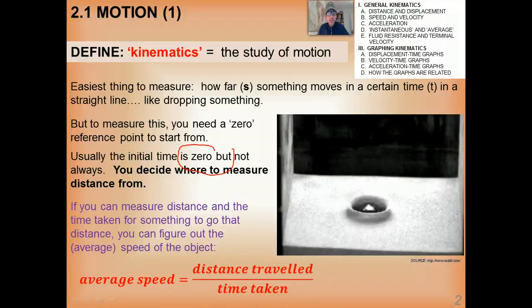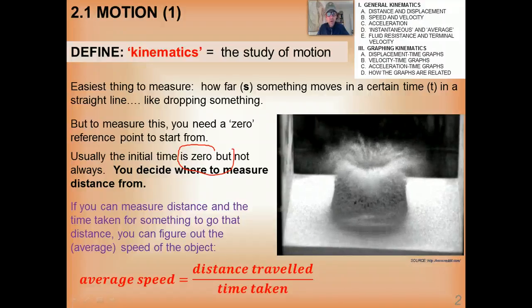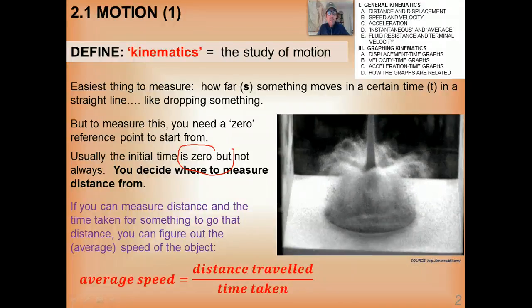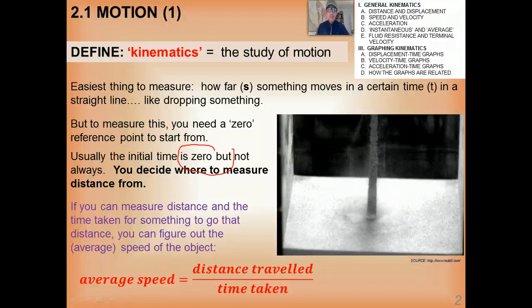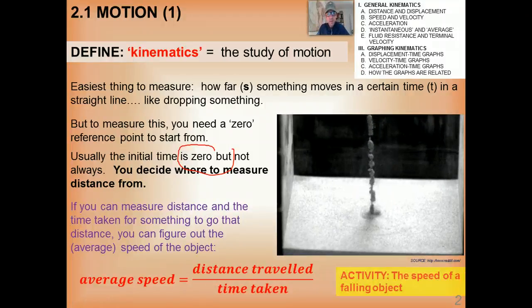So if you can measure the distance and time taken for something to go any distance at all, you can figure out what's called the average speed of an object. And the average speed is simply the total distance traveled over the time taken to travel that distance, okay?